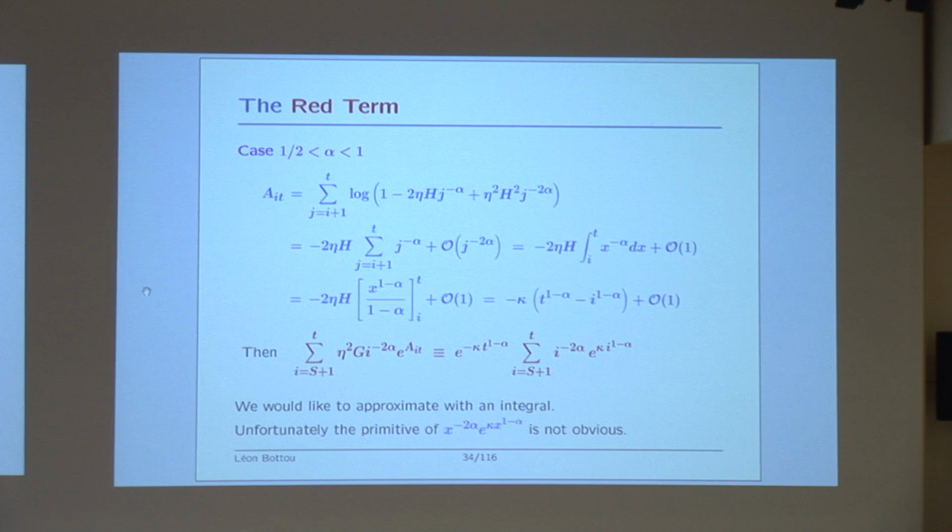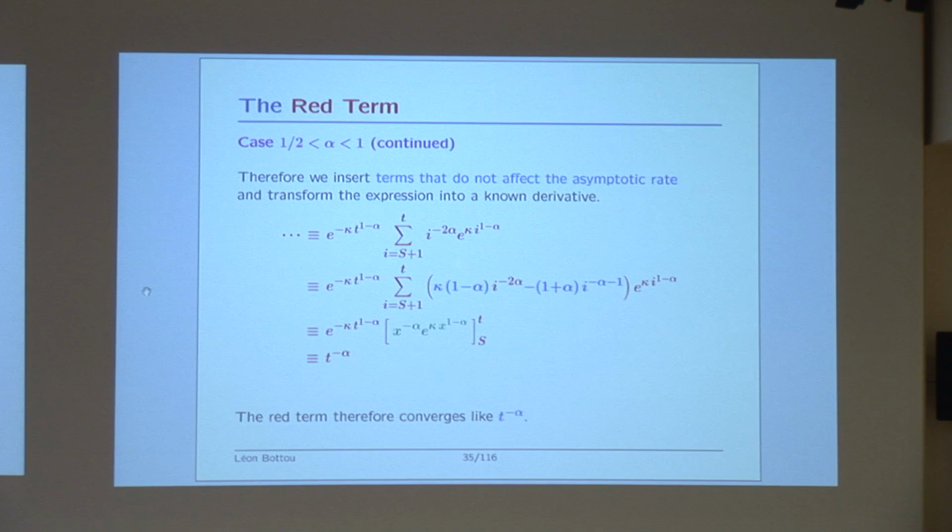And the problem is that we would like to approximate this with an integral, but the primitive of x to the minus 2 alpha exponential kappa x to the 1 minus alpha, sorry, that's not very obvious. So, well, we cheat.